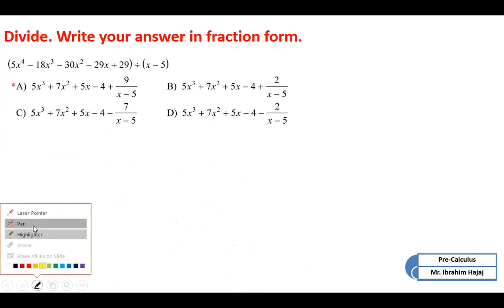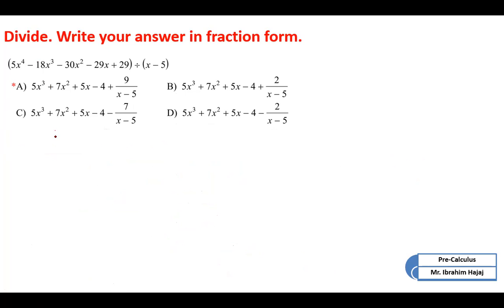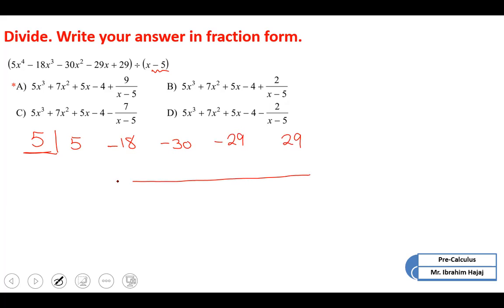Also divide. Yes, but we can use synthetic division here, because here it is x minus 5, so I'm going to use 5, the opposite sign, and pick all the coefficients we have: 5 and negative 18, then negative 30, and negative 29, and 29. Okay, drop down the 5. 5 times 5 is 25. We add up here, so it's 7. 7 times 5 is 35.